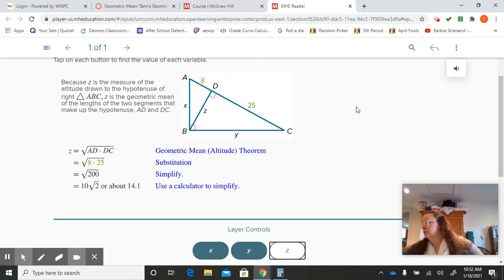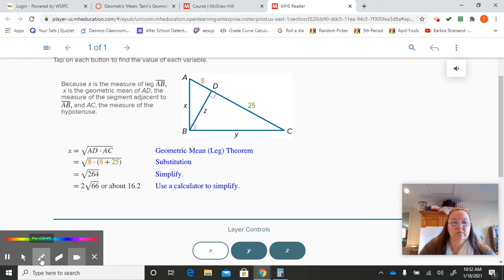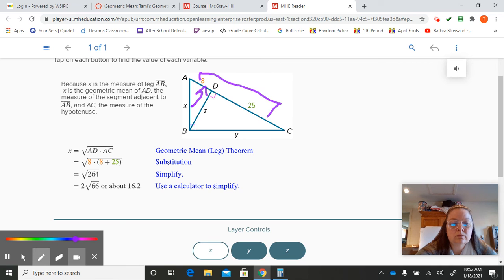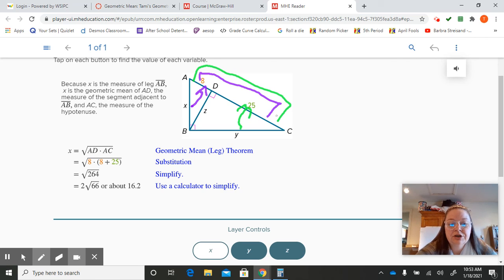So one thing you can think about is, you go back to X again. For X, you're going to multiply this times the whole thing. For Y, you multiply this times the whole thing. And for Z, you multiply each part.